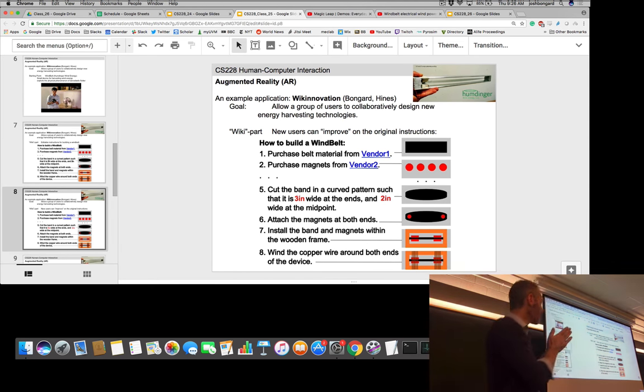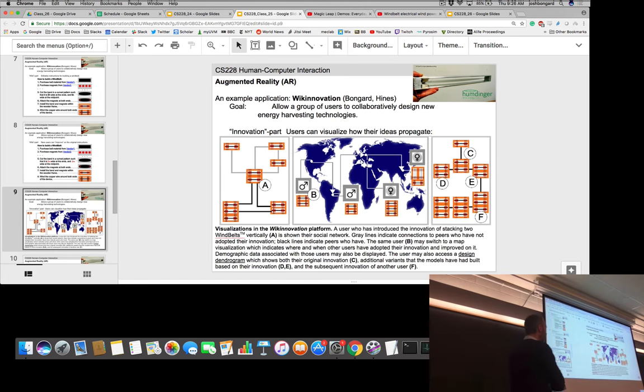Okay, so we start to have a growing number of different versions of the wind belt. Which version do you build if you're new to the site? Imagine you have a set of visualizations, like for example, you might connect this application with your social network and see that a couple of your friends have tried this out as well. So you're going to try and build some designs based on your friends.